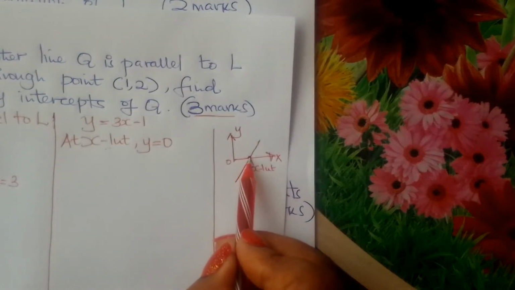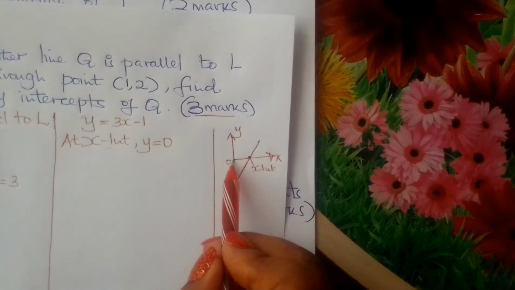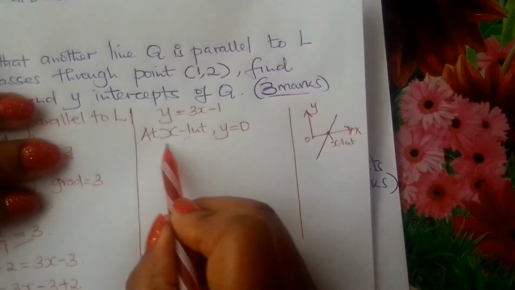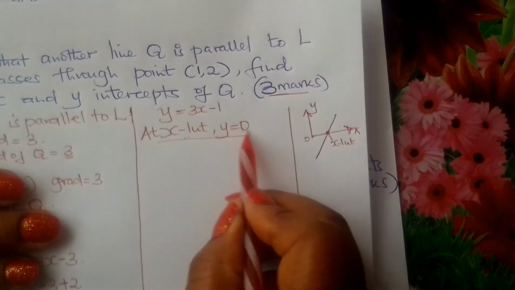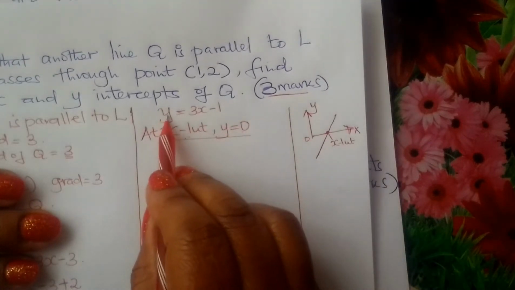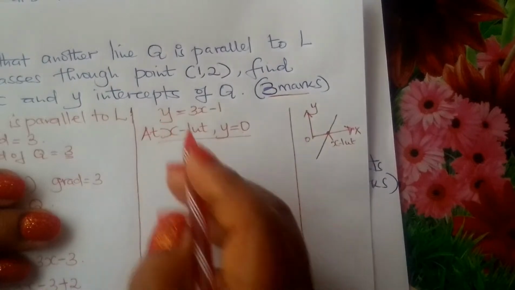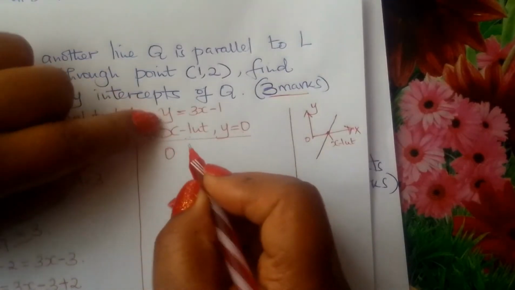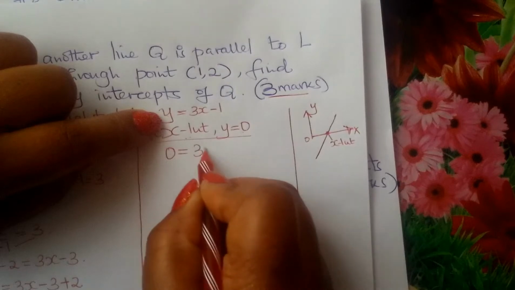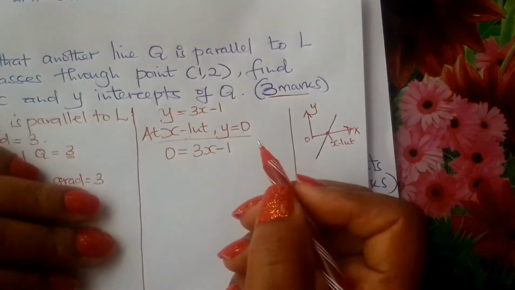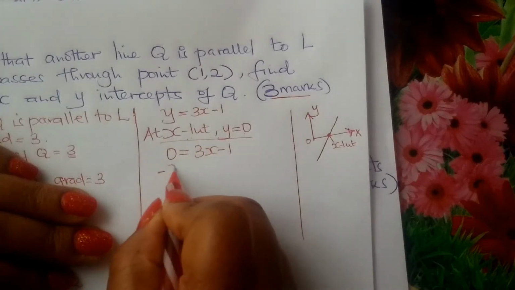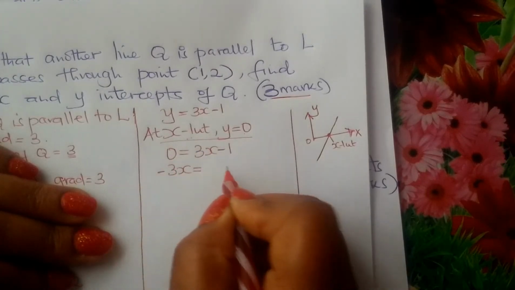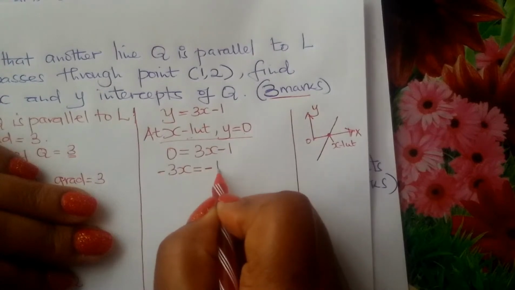At the x-intercept, get this correctly, the value of y, if you go to the y-axis, is 0. That is why I've written it this way. At the x-intercept, y is 0. So you pick your y, which is 0, and substitute it in the equation of P. So you write 0 equals 3x minus 1. Good. So take 3x to this side, it becomes minus 3x equals minus 1.